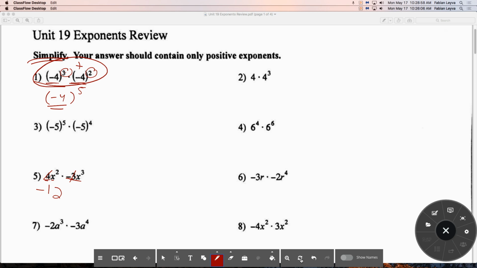Now, I can see here that I have a base of x that's also multiplying a base of x. So just like above, when you're multiplying two like bases, your base remains the same, and you're going to add the exponents. 2 plus 3 is a positive 5. So notice that this problem would simplify to -12 x to the 5th. Okay?